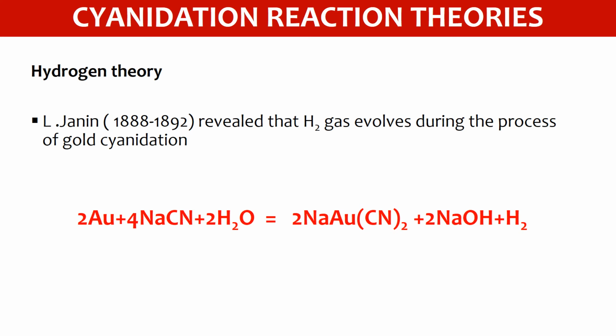Then we also have what is called the hydrogen theory. The hydrogen theory simply proposes that hydrogen gas is evolved during the process of gold cyanidation. So he proposed that when cyanidation progresses, hydrogen gas is actually evolved. This is the hydrogen theory by Janine, which was produced just before 1900.